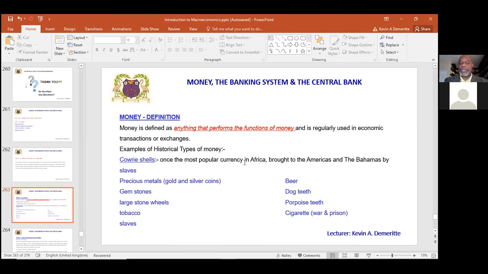You should be very familiar, of course, with gold and silver coins as money, gemstones, for a lot of the American Indians. This is the ones in the US, not the Southeast Asian kind. Stone wheels, tobaccos, bear and dog's teeth, porpoise's teeth, and of course, you should be familiar in prison, cigarettes was and still is money in most prisons in the United States.